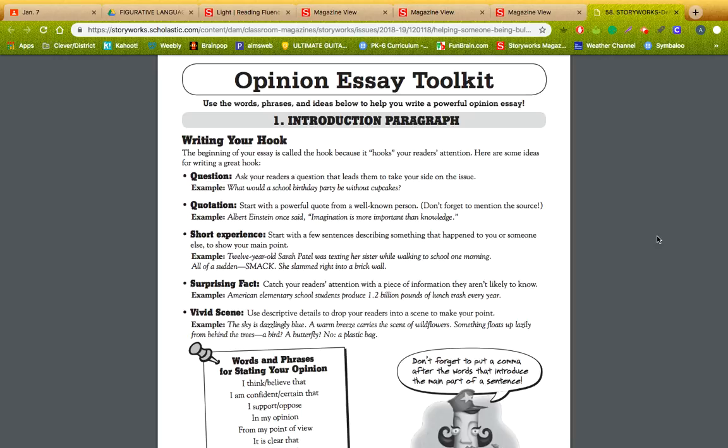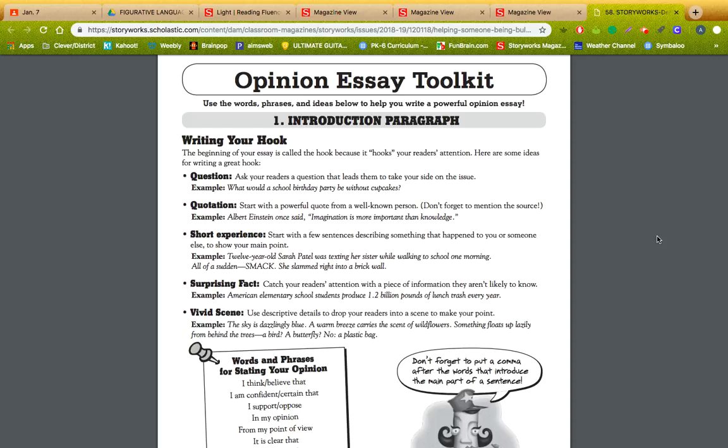All right, guys. So we are going to start an opinion paper. Now, don't freak out. We're going to go step by step. An opinion paper can also be called a persuasive paper or argumentative. All three are okay. But we're going to write one. We've already got the topic. So we're going to go step by step. So don't worry about that.